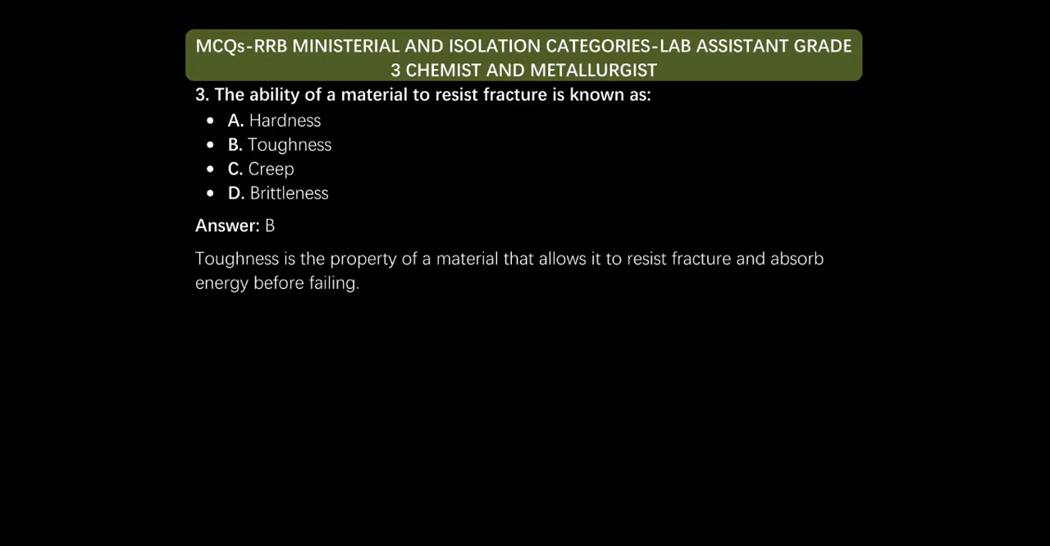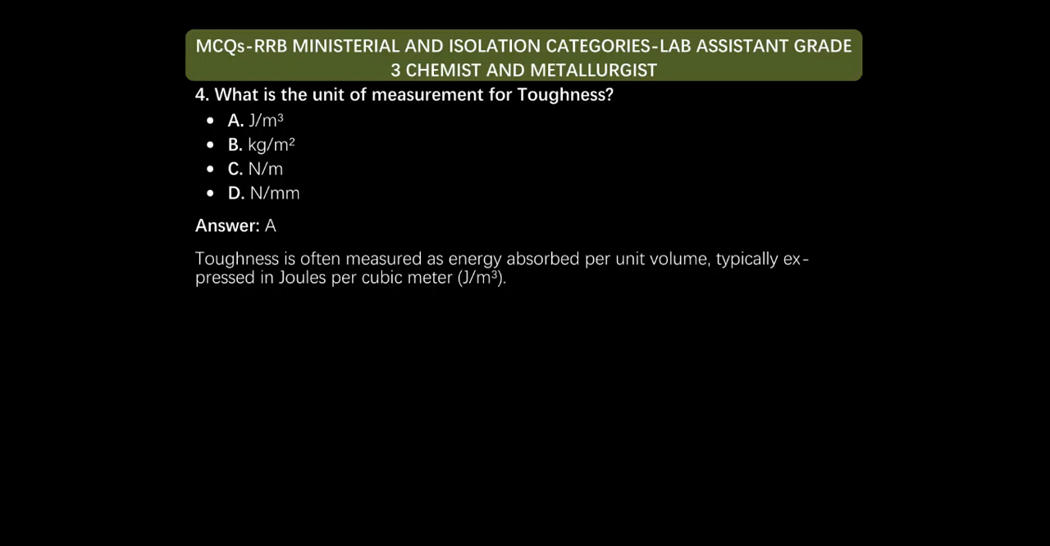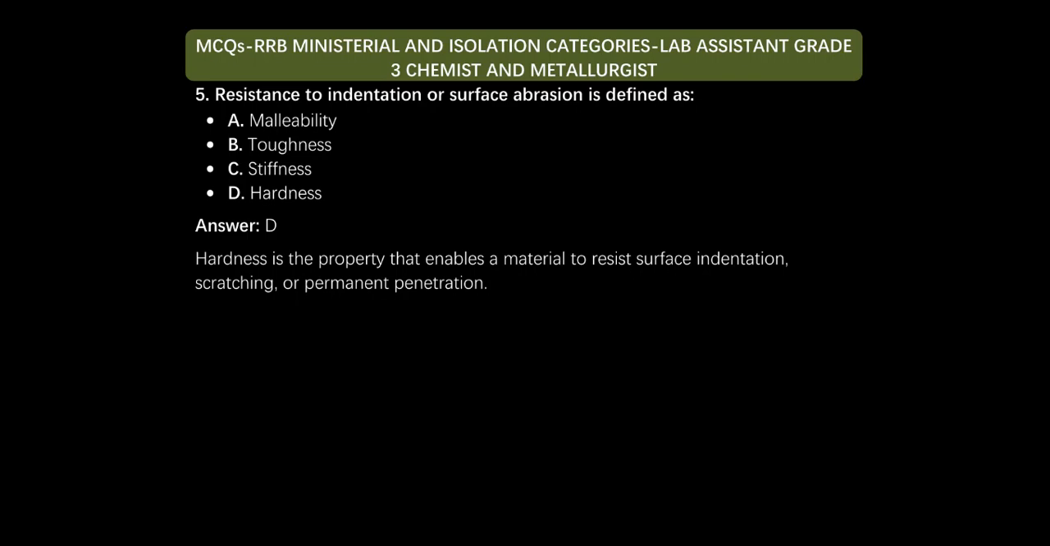The ability of material to resist fracture is known as option B. Toughness. What is the unit of measurement for toughness? Option A. Joule per cubic meter. Resistance to indentation or surface abrasion is defined as option D.